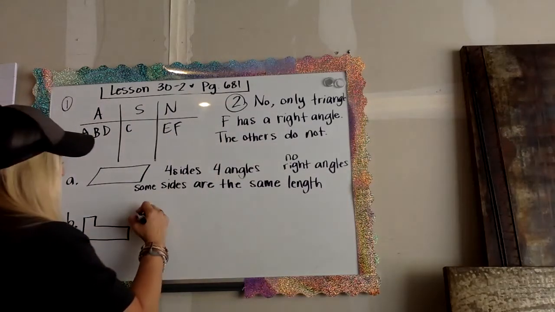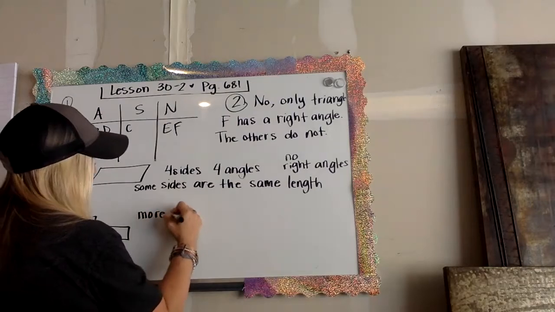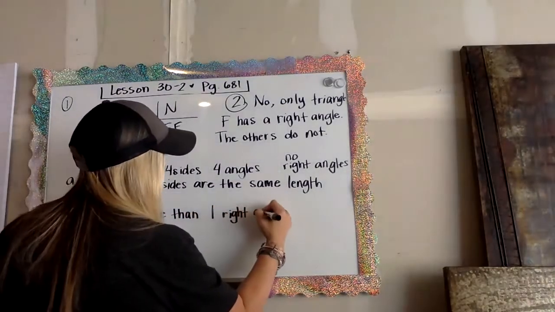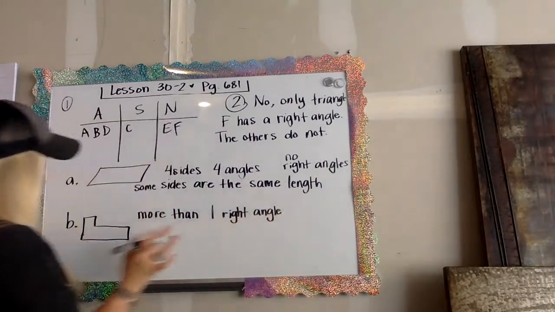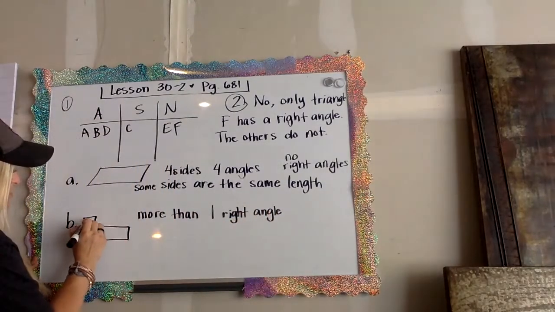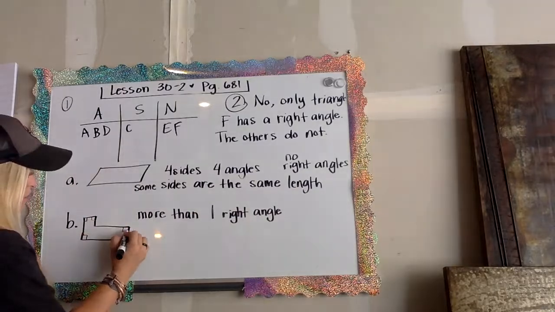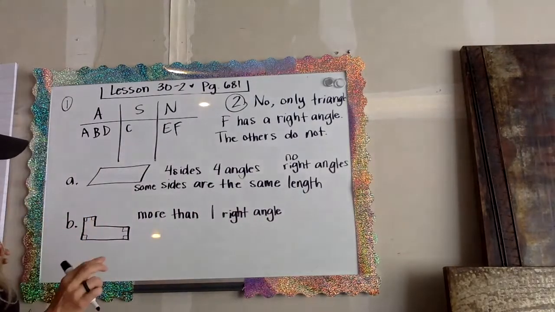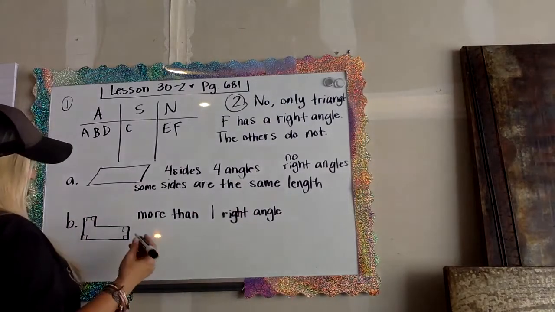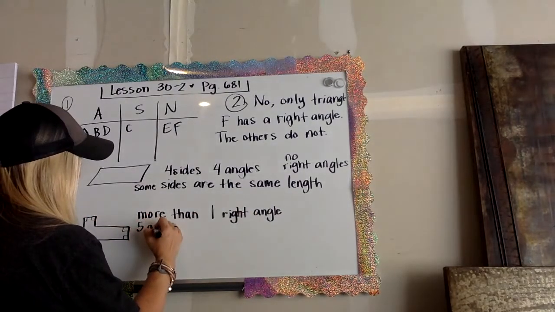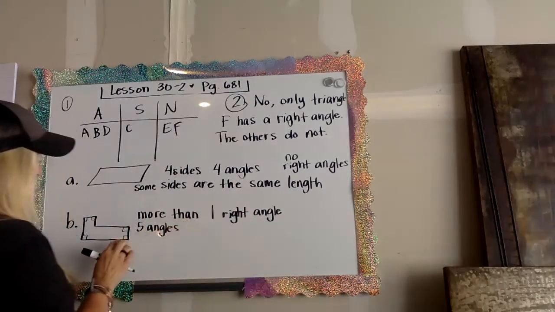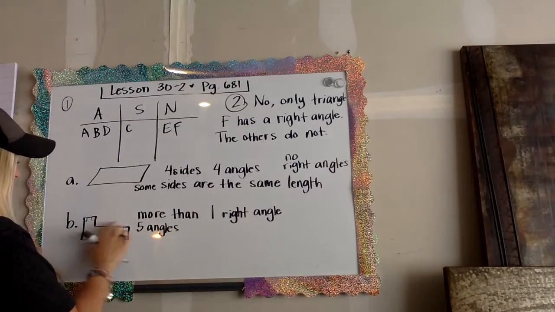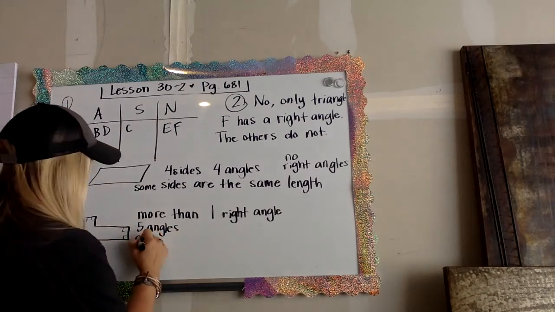You could say that it has more than 1 right angle. You notice it's all right angles. So it goes straight up and down. Here's part of a square, part of a square, part of a square. It actually has 1, 2, 3, 4, 5 right angles. It has, with that, 5 angles. They're all right angles though. It has 1, 2, 3, 4, 5, 6 sides.